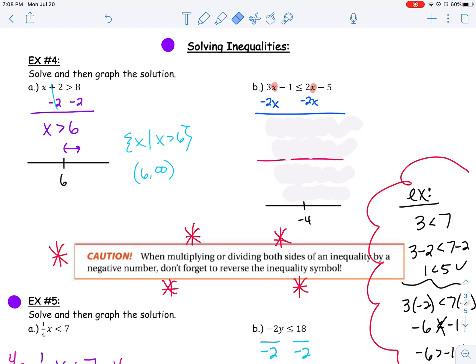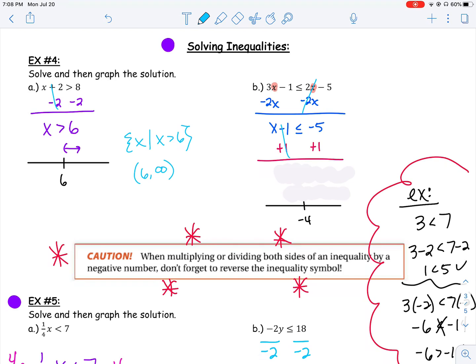I'm going to go ahead and move that positive 2x by subtracting it from both sides. When I subtract it, 2x minus 2x zeroes out, and so I'm left with just a negative 5 on the right side. On my left side, 3x minus 2x is really just a 1x. So I have 1x minus 1 is less than or equal to negative 5. All right, we still need to get x by itself. So let's go ahead and get rid of that minus 1. Let's go ahead and get rid of the negative 1 by adding it to both sides.